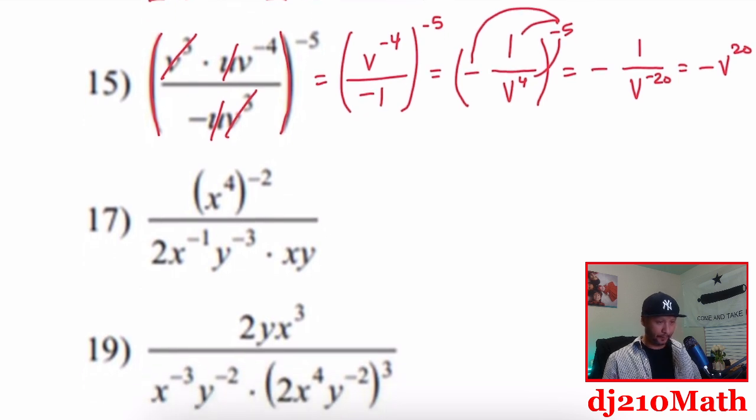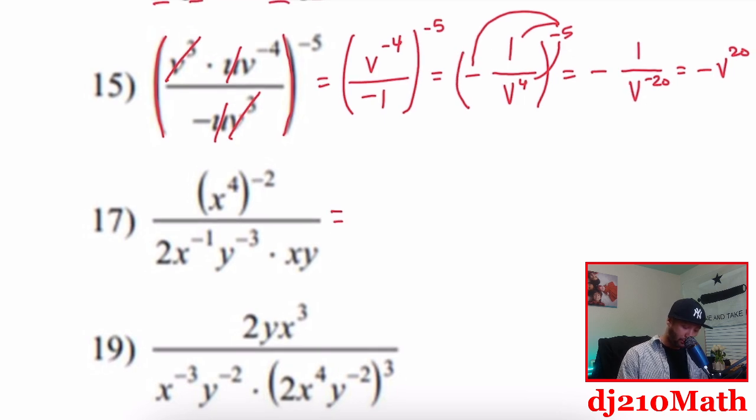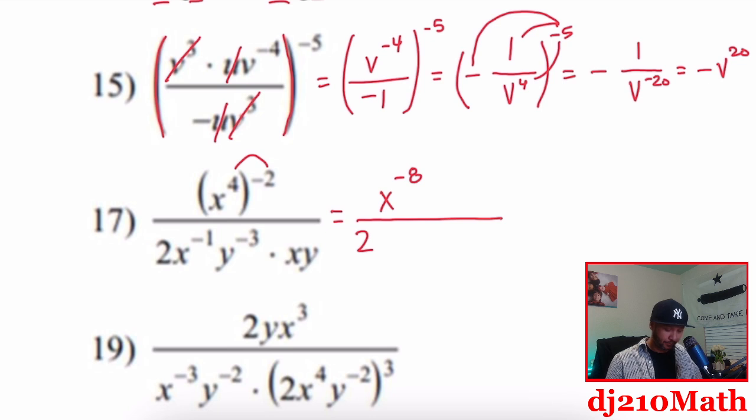All right, 17. We have numerator only. Negative 2 times 4. X, negative 8. Denominator, so there's a 2 in there. Combining common bases, so x to the negative 1 and x, which is just 1. So negative 1 plus 1 is 0. So x to the 0. That's nice. Why? Because it goes away.